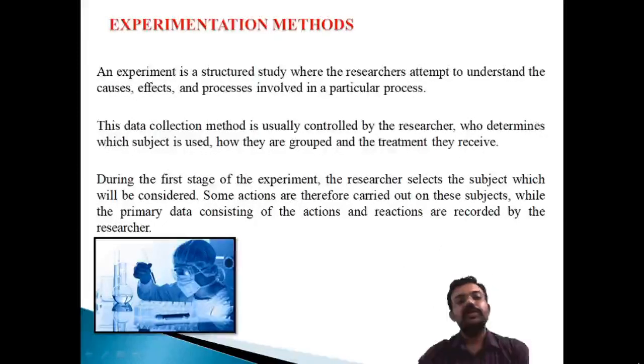Okay, so that is a very important element, the cause and effect relationship. Under the first stage of the experiment, the researchers select the subject which will be considered, and some actions are carried out on the subject, while the primary data consisting of the actions and reactions are recorded by the researchers. That means here the researchers select the subject which will be considered.